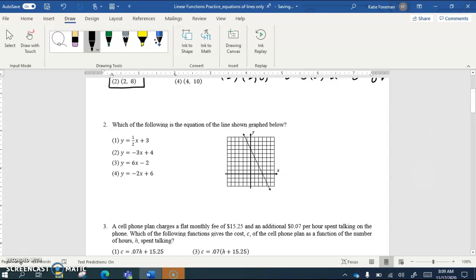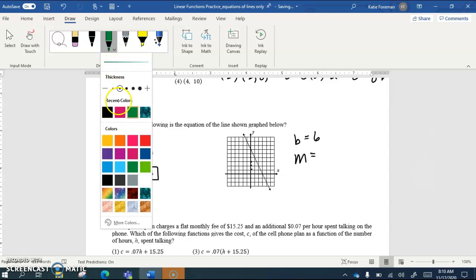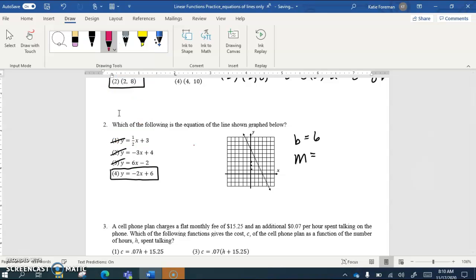Which of the following is an equation of the line graphed? Okay, when I look at this line, 1, 2, 3, 4, 5, 6. My y-intercept is 6. So looking at my multiple choice, I can automatically eliminate the first 3. The only option that has a y-intercept of +6 is option number 4. But let's make sure the slope is verified. So my slope triangle, I come down 2 and right 1. So down 2 to the right 1, my slope is in fact -2.